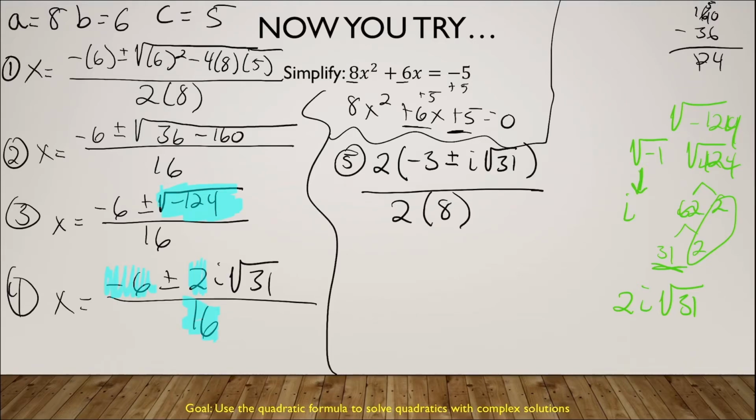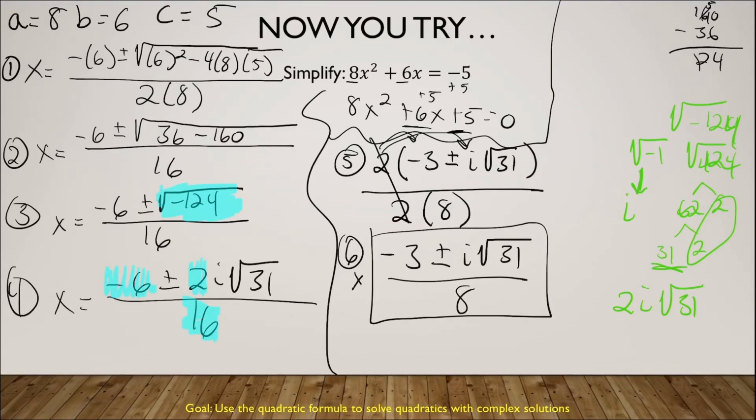So what we did is notice that if I went backwards and redistributed, I'd get back to my original. The reason we factored out is because I can now cancel those 2's out, and I can say negative 3 plus or minus i square root of 31 over 8, and that would be the simplified version. Remember, that's x equals my x-intercepts. So that's just adding on to what we've done with quadratics and combining it with our imaginary numbers.